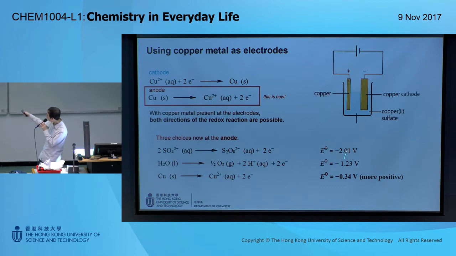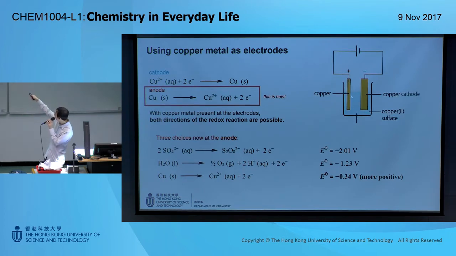And if you compare all these 3 values, what do we find? Well, we find this one is the more positive one. So this is the one that will be most favorable in terms of energy. This one goes forward, while these two don't take place. This one is given priority. So in this case, when we change the anode to copper, we will actually see the copper metal dissolving, forming copper 2+. Now the copper metal is involved in the reaction. It will dissolve and form copper 2+ ions.